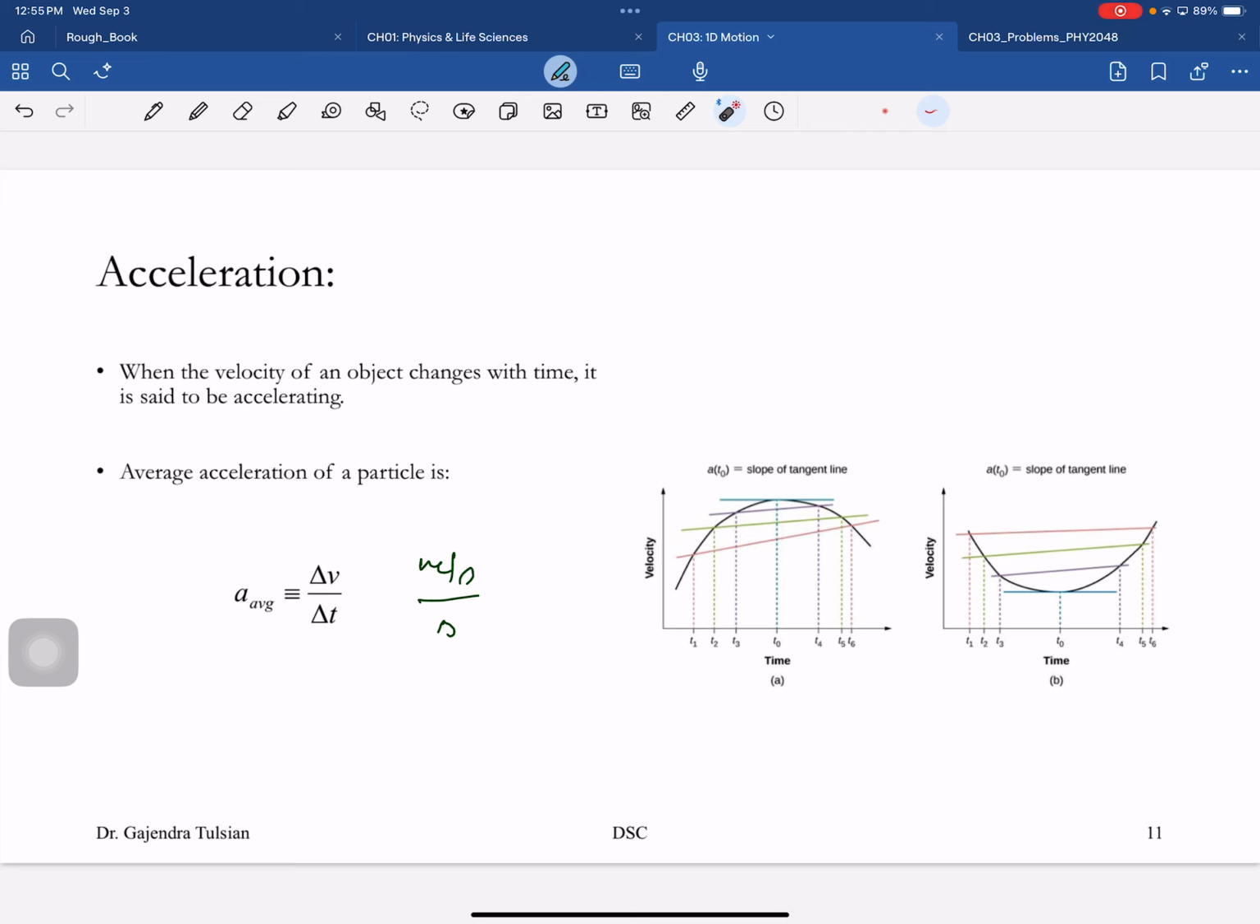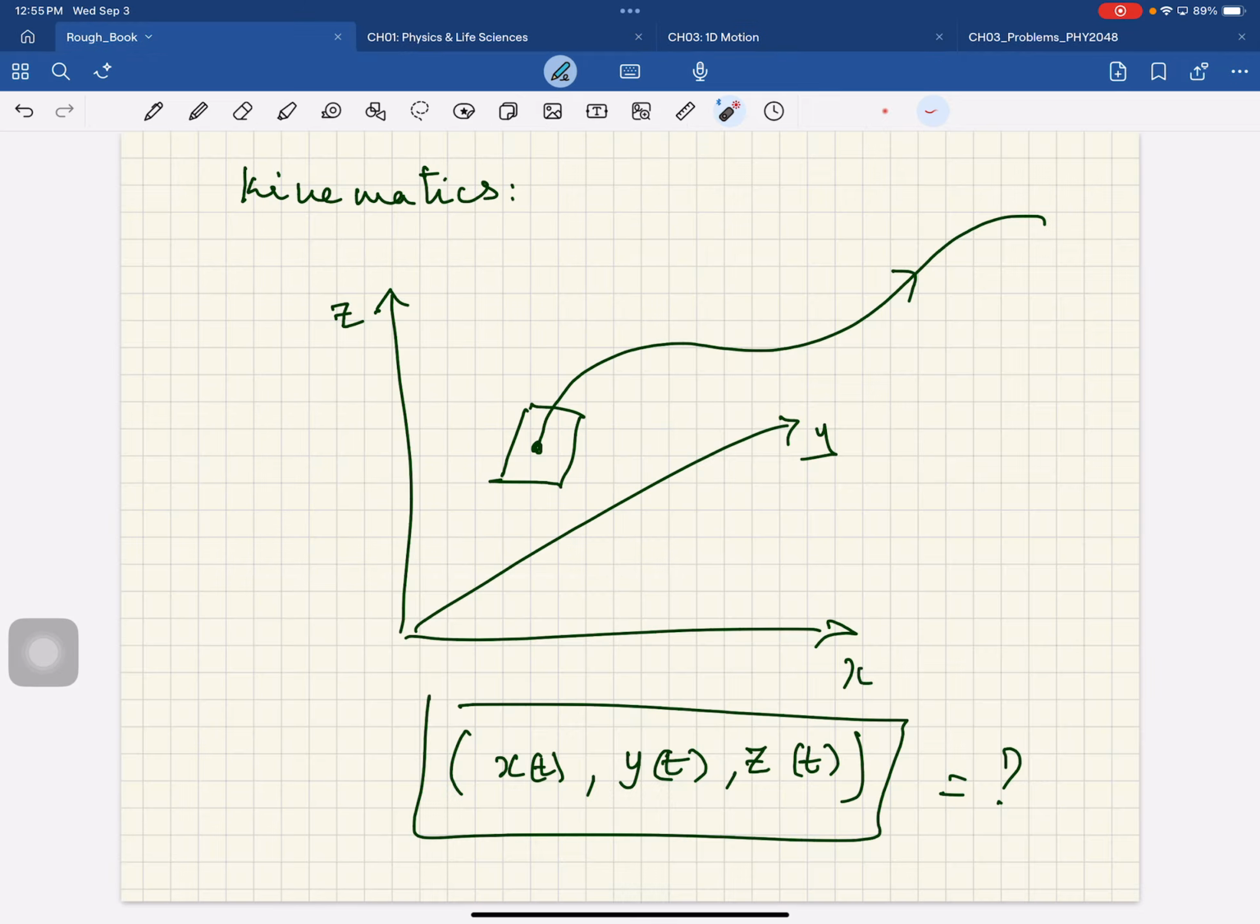When you're speeding up, are you accelerating? When you're slowing down, are you accelerating? Yes. Why would that be a yes? When you're slowing down, why are you still accelerating? Your velocity is changing.